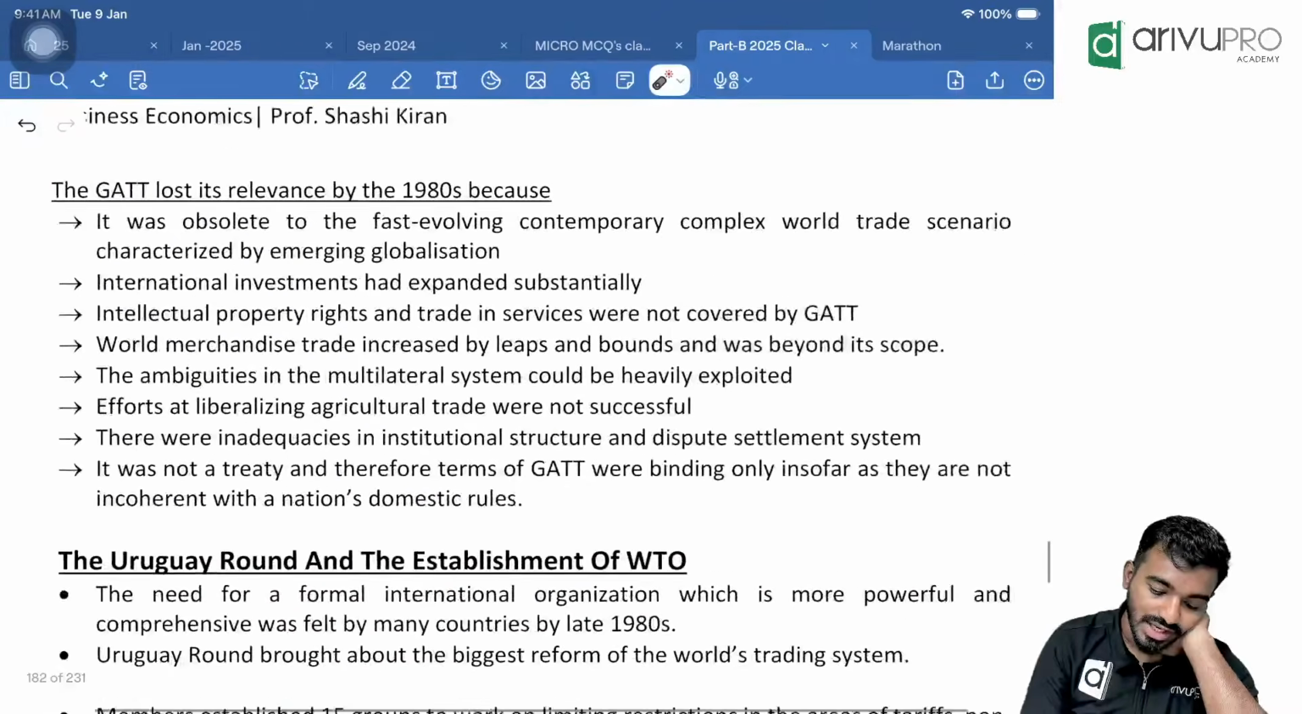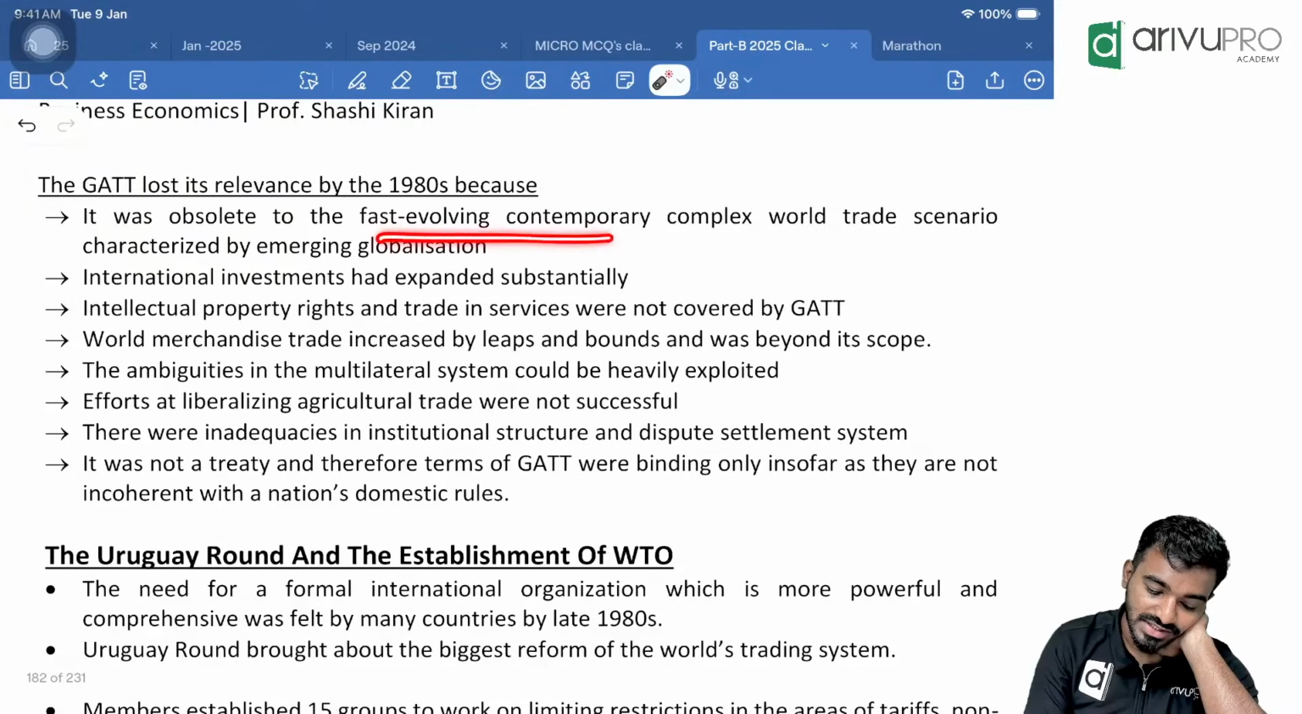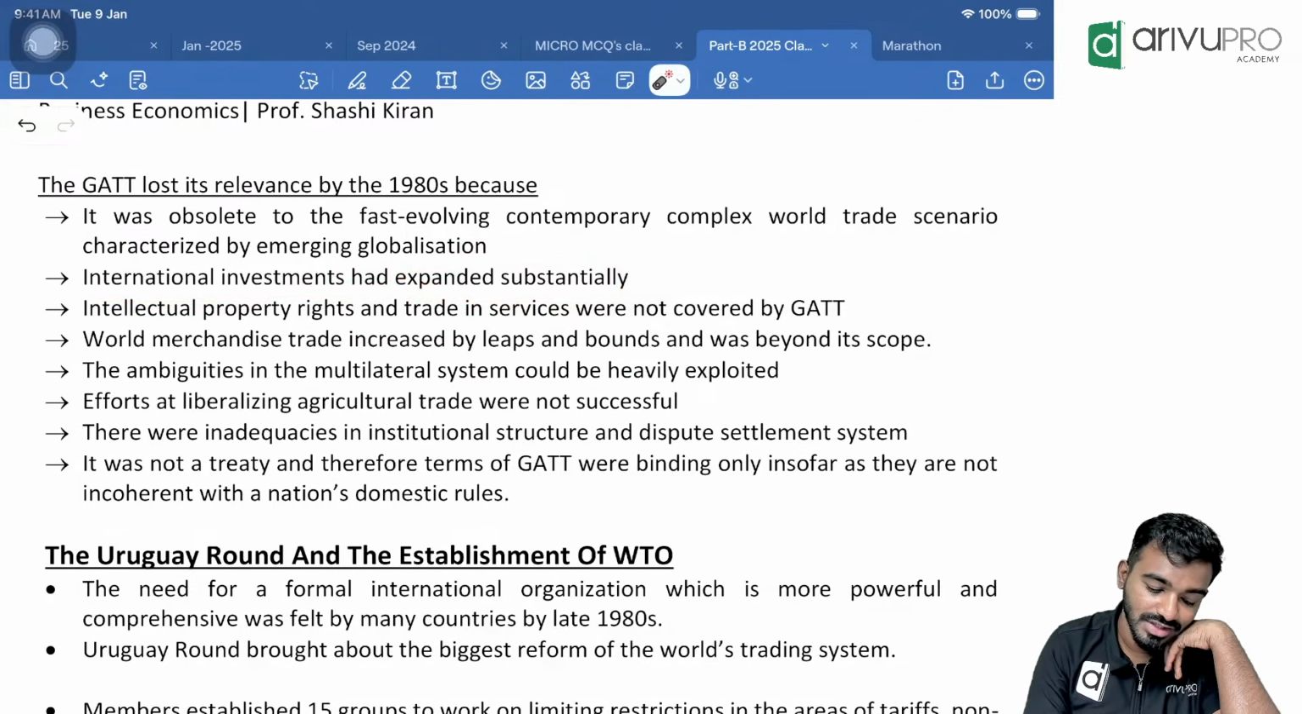See, why did GATT lose its relevance? Contemporary complex global world trade scenarios evolved fastest, and international investments expanded. GATT was not covering everything. Intellectual property rights and services were not a part of GATT.